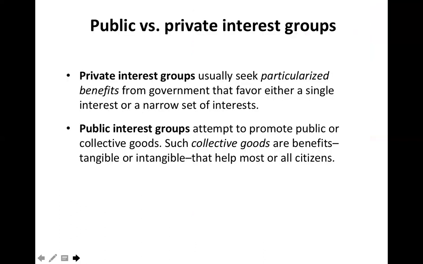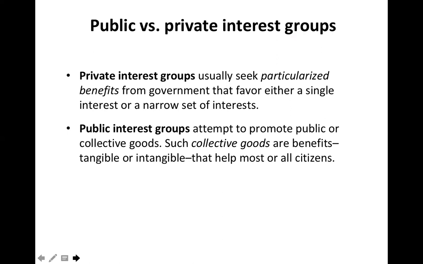So we have public and private interest groups. Private interest groups usually seek particularized benefits from government that favor either a single interest or a narrow set of interests. Political action committees are also a form of interest group, so it could be Donald Trump's Save America PAC. It could be any of the anti-death penalty groups. They are against the death penalty for their reasons, and it's a narrow interest, not a collective interest.